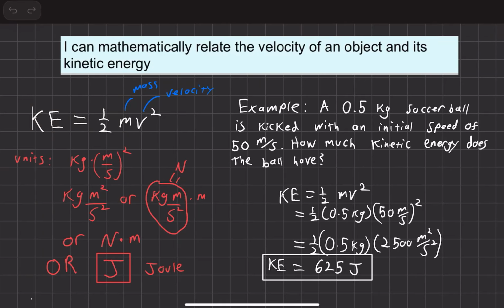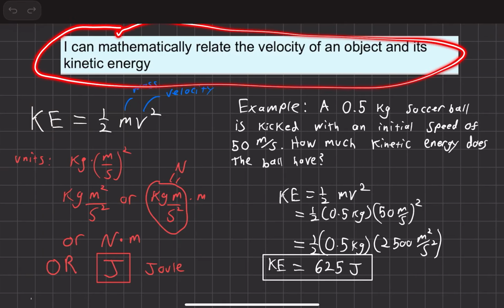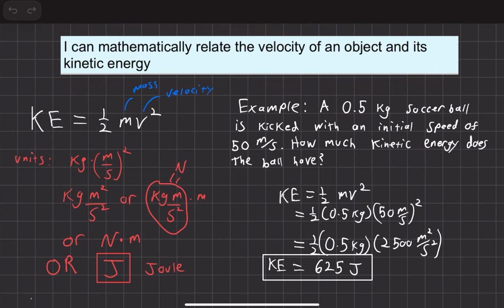This lesson will be on kinetic energy. Specifically, the learning objective is going to be, I can mathematically relate the velocity of an object and its kinetic energy. So being able to use kinetic energy and velocity, either to find kinetic energy, or maybe you're finding velocity from a certain amount of kinetic energy or the mass, manipulate the equation.